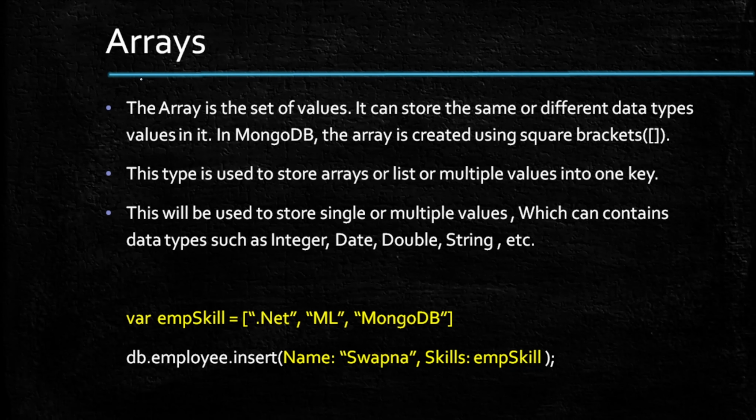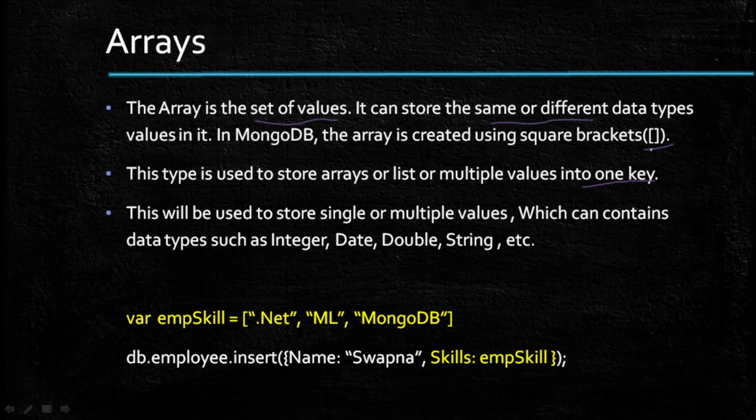Next, we will understand arrays. An array is a set of values. It can store the same or different data type values in it. In MongoDB, an array is created using square brackets. This type is used to store arrays, lists, or multiple values in one key. It can store single or multiple values containing data types such as integer, date, double, string, etc. Now we will see the example below to understand arrays in more detail.